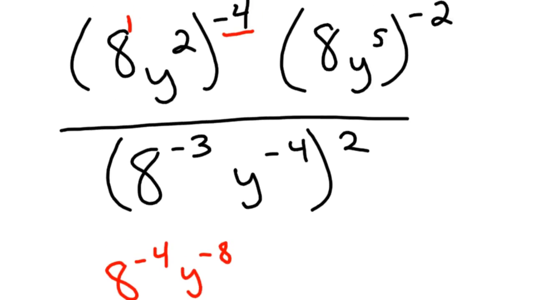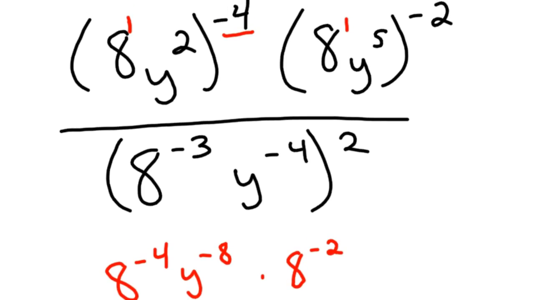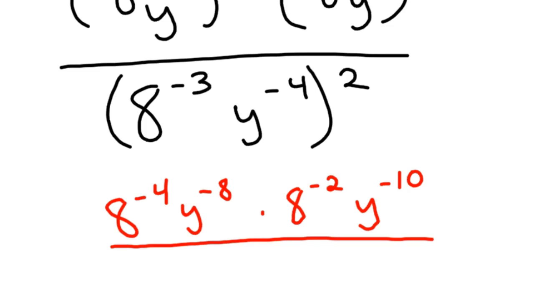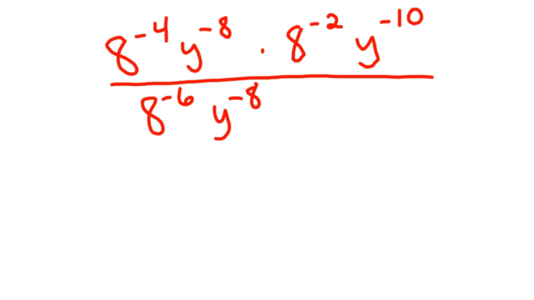And so that's the first deal. Again, there's a 1 here, so that's 8 to the -2nd. So we're going to go times 8 to the -2nd, and then y to the -10th, because you multiply in power to power. Over, now we'll do the same on the bottom. Notice you've got an 8 to the -3rd, and then the 2nd here, we're going to multiply those, so that's 8 to the -6th, and then y to the -8th.